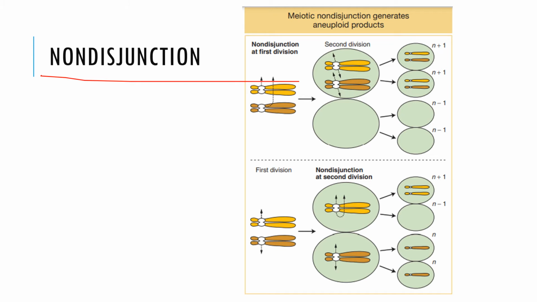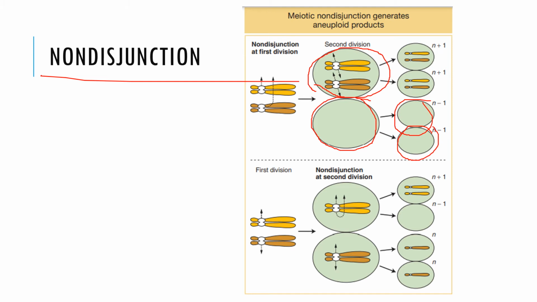Non-disjunction is a failure of this process in which two chromosomes or chromatids incorrectly go to one pole and none to the other. Mitotic non-disjunction can occur as cells divide during development. Sections of the body will be aneuploid as a result. Meiotic non-disjunction is more commonly encountered. In this case, the products of meiosis are aneuploid, leading to the descendants in which the entire organism is aneuploid.